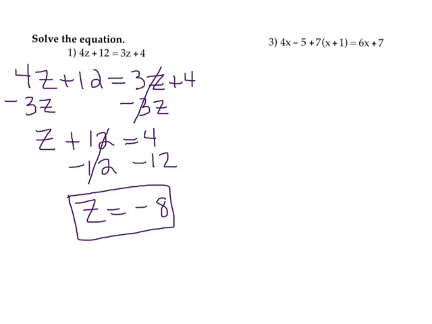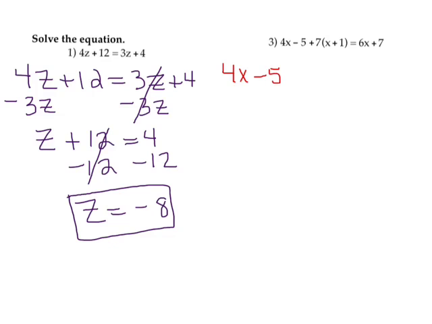Now you can always go back and double check by plugging that into your original equation there and verifying that the left and right hand side equal each other. Now the next one looks a little bit complicated, but it's actually not that bad. So let me rewrite it.